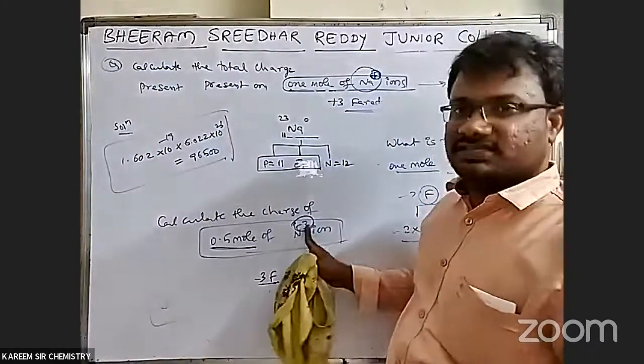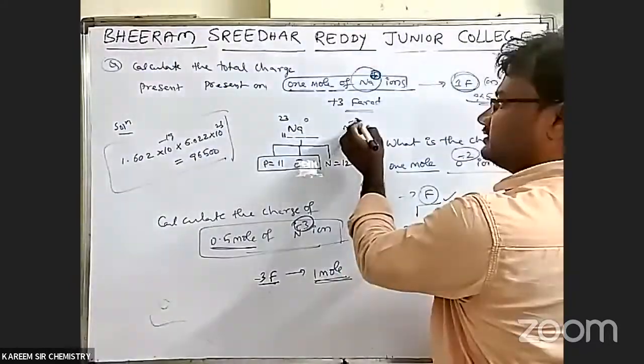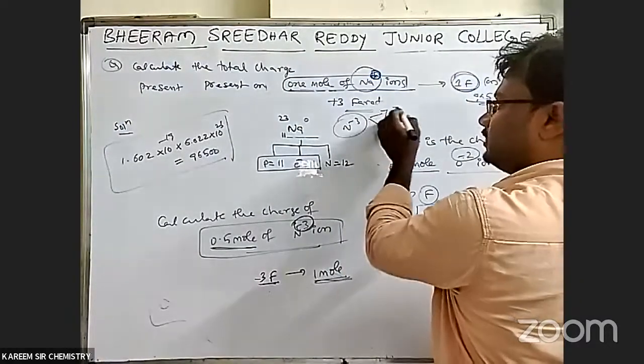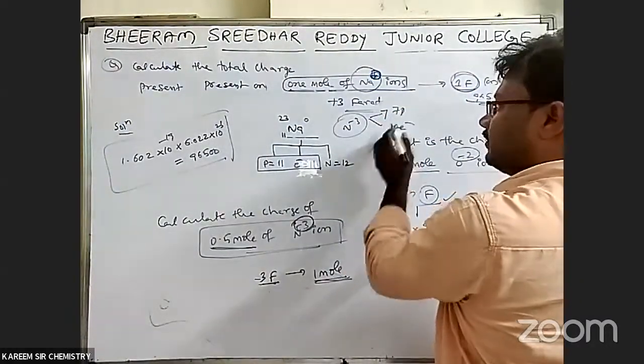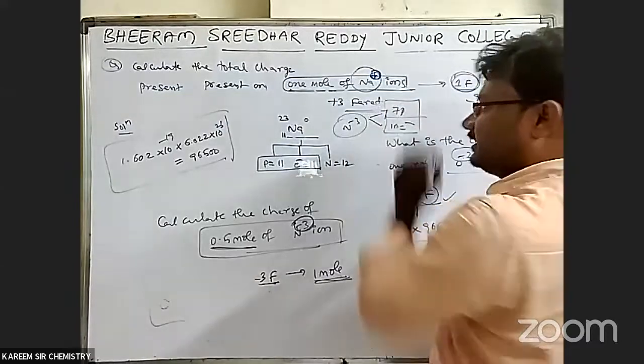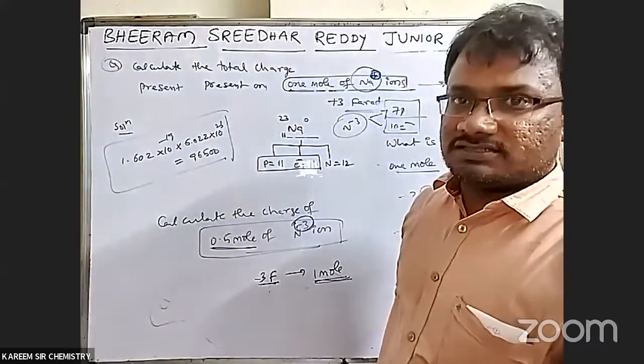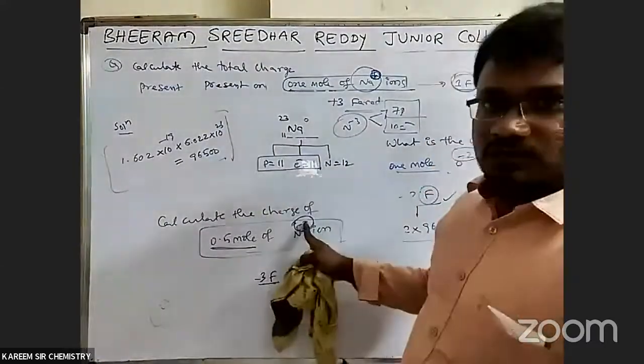N-3 means 7 protons and 10 electrons. 3 electrons are extra, so the resultant charge is -3.